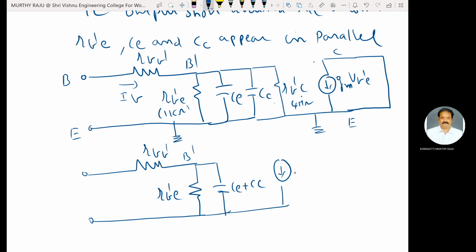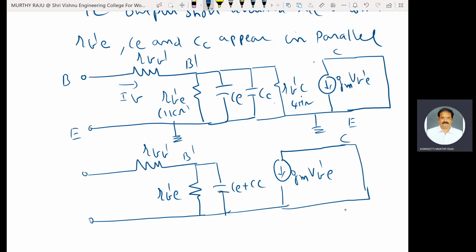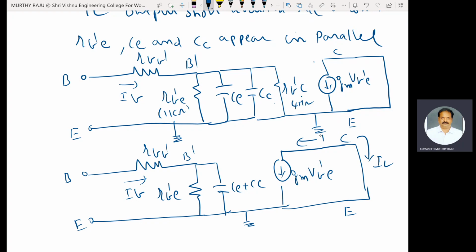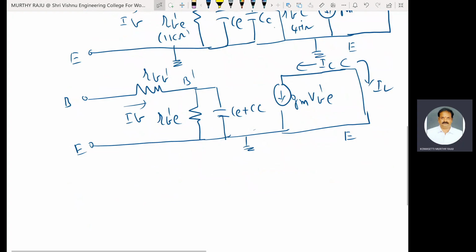Here gm VB'E, the collector and emitter terminals are shorted. This one is the base terminal, this one is the emitter terminal, ground. IB is the current flowing through RBB'. This is the IC current. This one is the load current, IL. If these two are connected in parallel, I have to calculate some impedance Z.